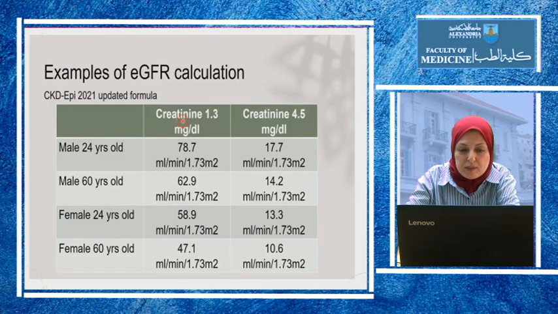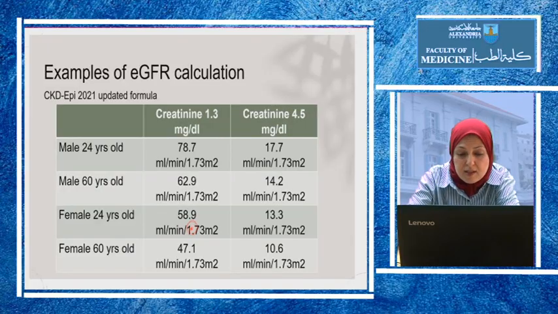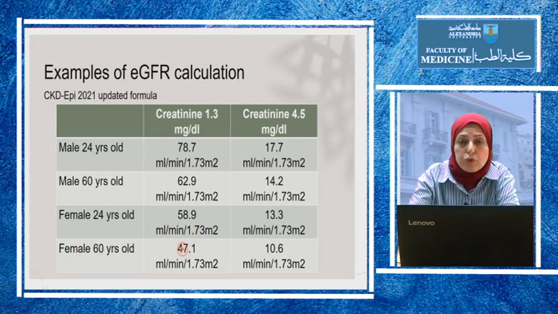If this patient with a creatinine of 1.3 was a male who's 24 years old, he will have a normal GFR of 78.7 milliliter. If it's a male with 60 years, it will be closer to 60. While if it is a female with 24 years old, at a creatinine of 1.3, because females usually have smaller muscle mass, she will already have stage 3A chronic kidney disease, while a female who's 63 years old will be very close to stage 3B chronic kidney disease.